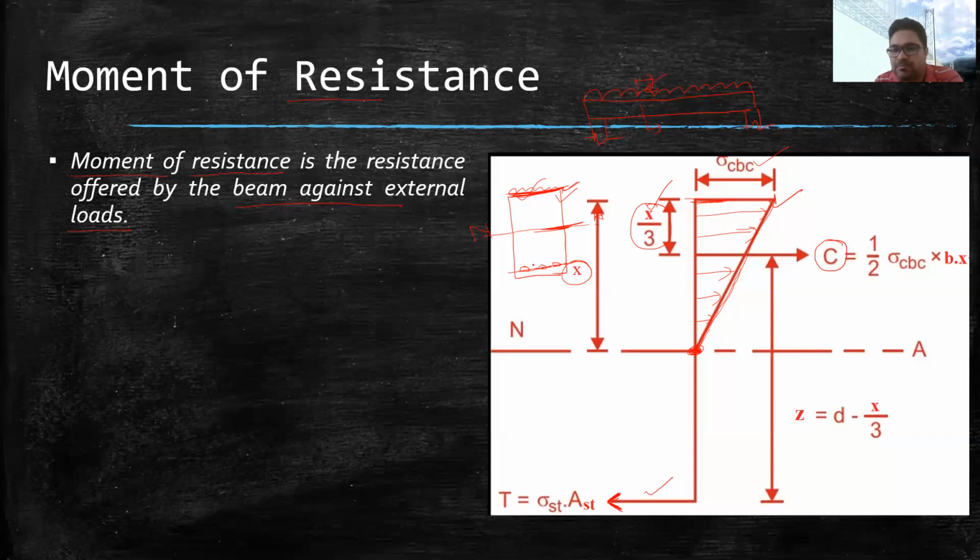Similarly, the tension force will act at the CG of the reinforcement. Reinforcement is in terms of bars, and bars are circular. So along the center of the bar, the tensile force will pass, and that tensile force is shown by this arrow. The distance between the compressive force and tensile force is termed as Z, and this Z is called lever arm.